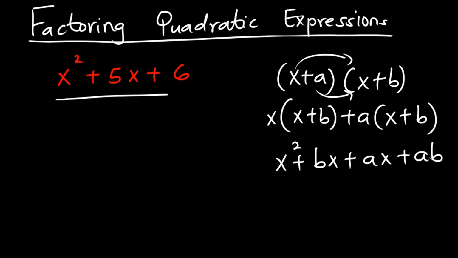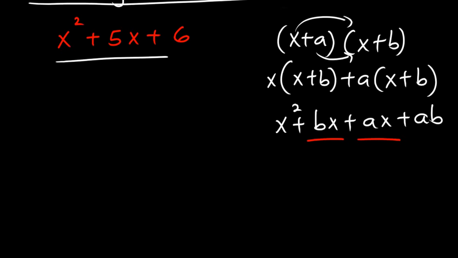Now when we look at bx and ax, you can see that they are like terms, since x is common in both cases. So we can factor out x so that we have x squared plus (b plus a)x, and then plus ab. So we have factored out x.